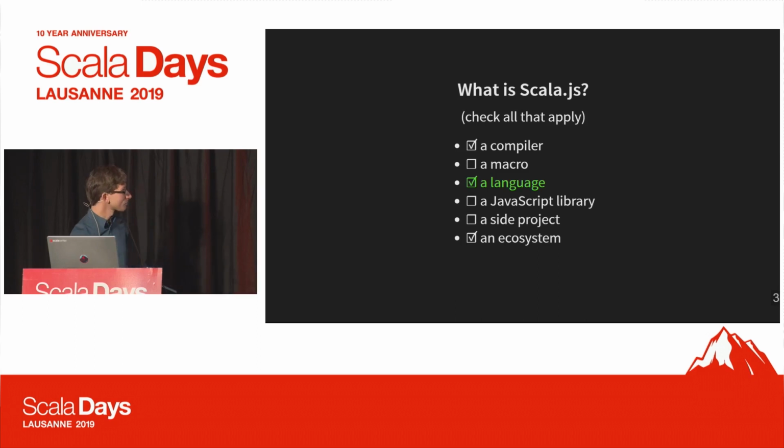So it is a compiler. It is also an ecosystem, and for that I'm super glad that people in the community actually build libraries on top of it, because otherwise it wouldn't be useful. But most importantly, for the purpose of this talk, it is a language. So probably many of you thought that Scala was the language, and Scala.js is the same language. So why is it really a language?